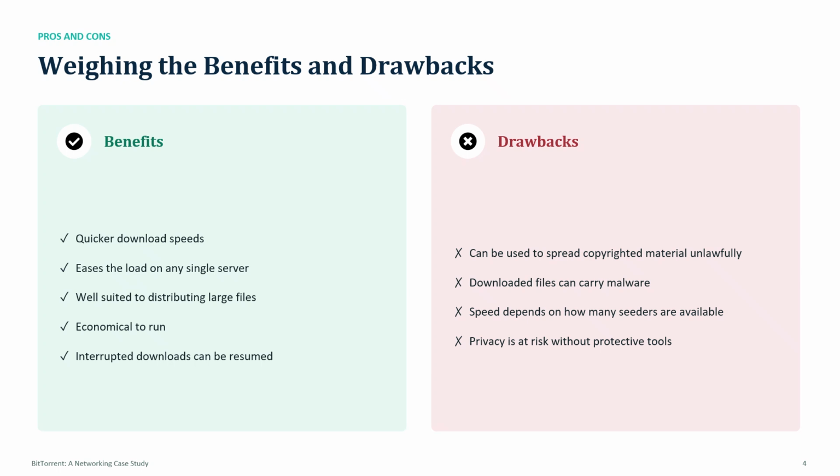Advantages and disadvantages. BitTorrent has several advantages. It provides faster download speeds because files come from many peers at once. It reduces server load, is cost effective, supports downloading large files efficiently, and allows interrupted downloads to be resumed.